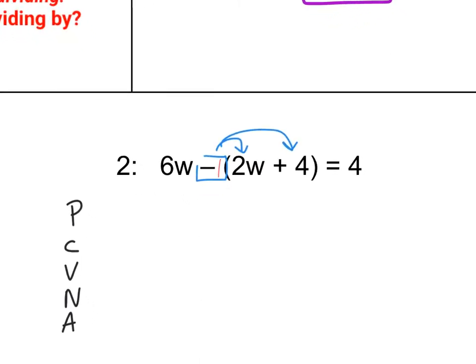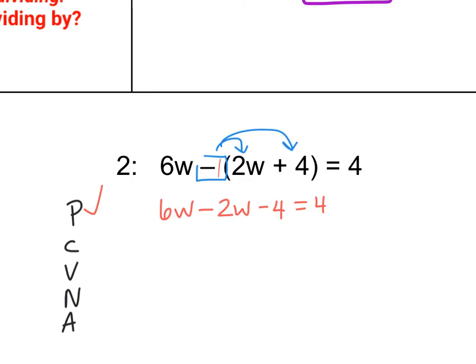So step 1 says, do I have parentheses? I do, and I said we're distributing a -1. So my new equation is going to be 6w, -1 times 2w is -2w, and then -1 times 4 is a -4. And that's all equal to 4. I have to ask myself, are my parentheses gone? You betcha.